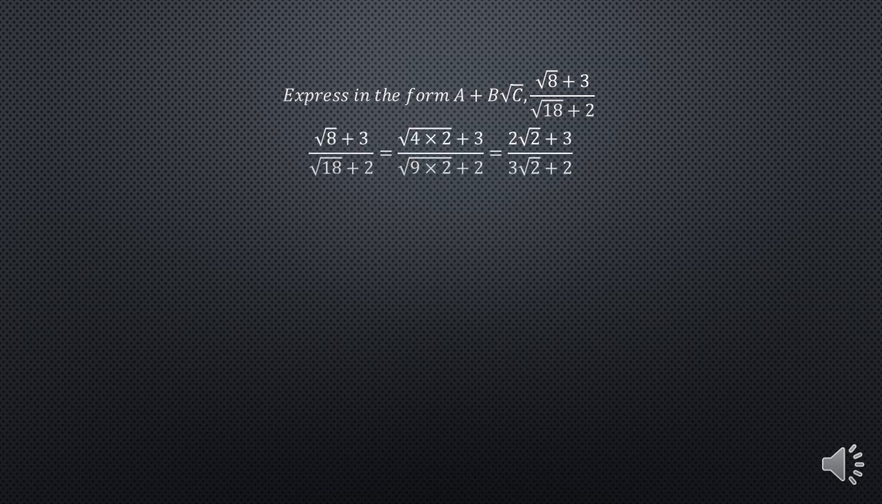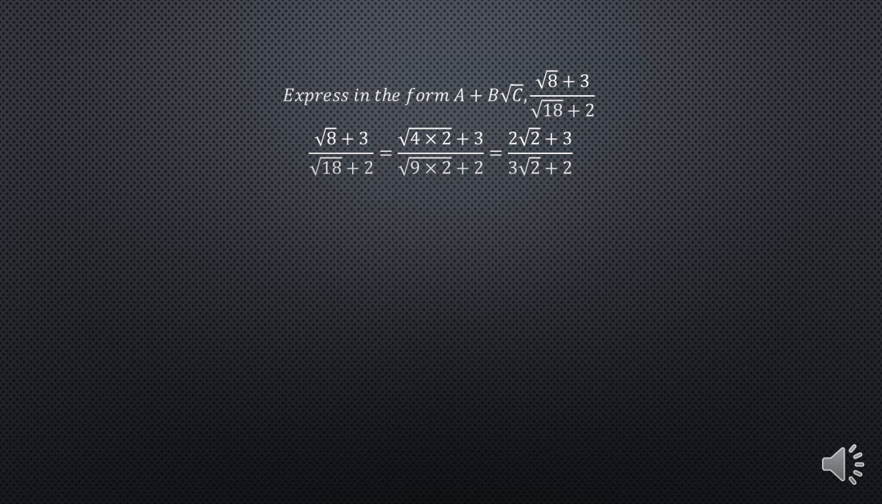On to the second example. In most cases, they ask express in the form a plus b root c. It's a not simple way, but it's a way of asking you to rationalize, i.e. remove surds from the denominator such that you can write it in terms of a plus b out of root c. So first of all, as I said earlier, for this case we first simplify.